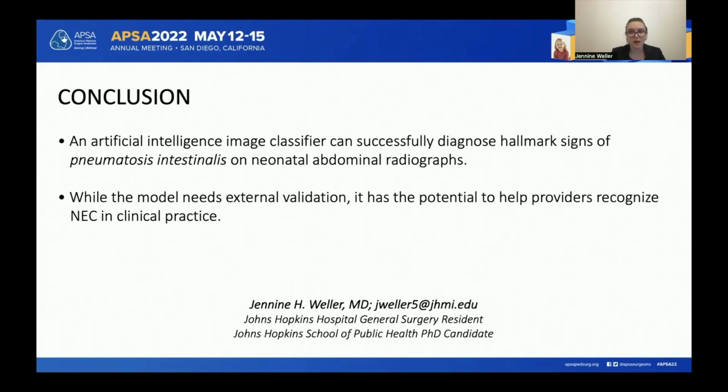So in summary, our preliminary work shows it's possible for a neural network to classify hallmark cases of pneumatosis on neonatal abdominal radiographs. While our model needs updating in a larger data set, our work is a promising first step towards helping providers confidently recognize features of NEC on imaging. This could help facilitate earlier treatment and minimize potential bowel wall injury.